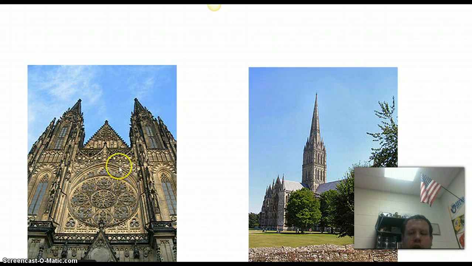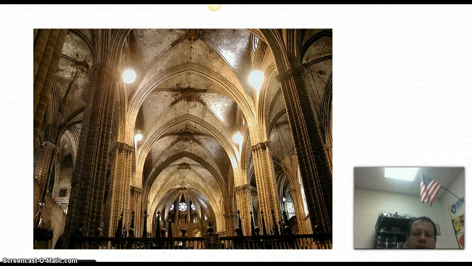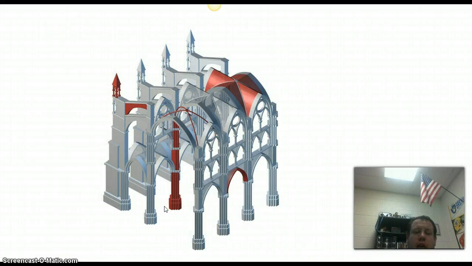Here you see the decoration. You have the stained glass windows, much taller, much bigger. And you kind of see how the arches here are more pointed in terms of how they're designed. You kind of see the inside here now, a much grander scale building. And the reason it can be done is because of something called a flying buttress.